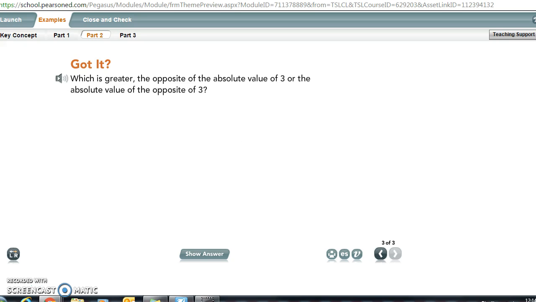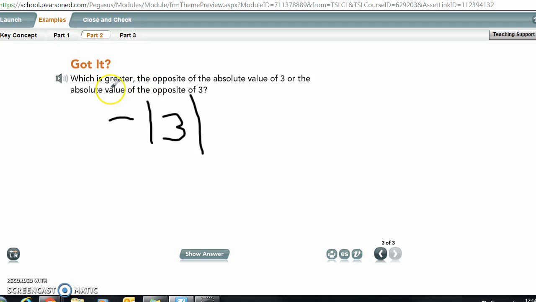All right, on to the next page. It says, which is greater, the opposite of the absolute value of 3 or the absolute value of the opposite of 3? So we have a lot of the same words in there, but let's look at that. Okay, which is greater, the opposite of the absolute value of 3. So if I have the absolute value of 3 and we want the opposite of that, I'm going to put a negative sign in front of that.